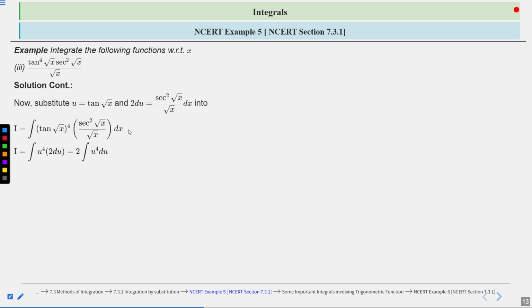So I will be the integration of u to the power 4 into 2 du, and 2 will come out, so 2 times the integration of u to the power 4 du. We can integrate using the power rule: integration of u to the power n du will be equal to u to the power n plus 1 upon n plus 1 plus c.